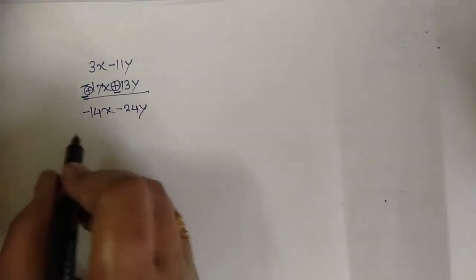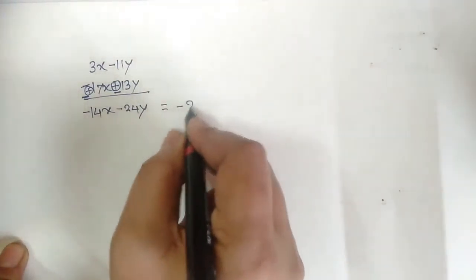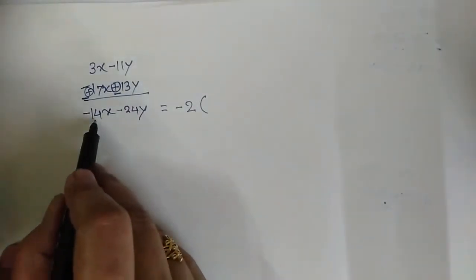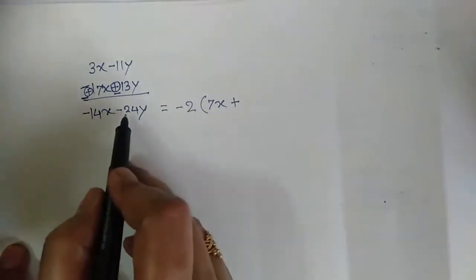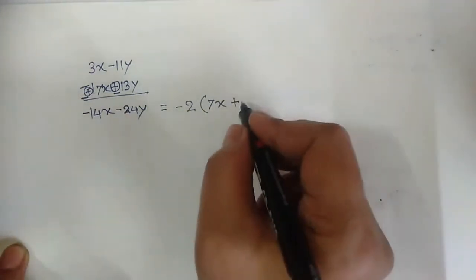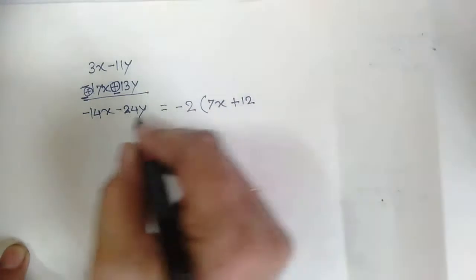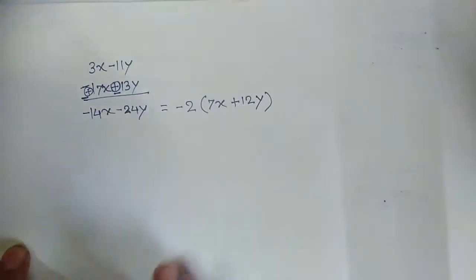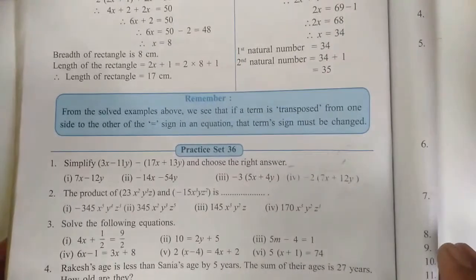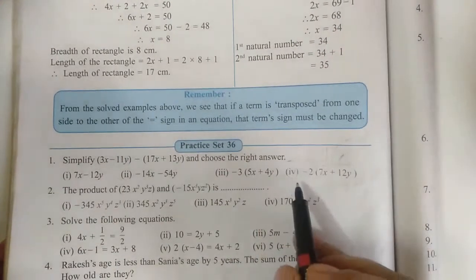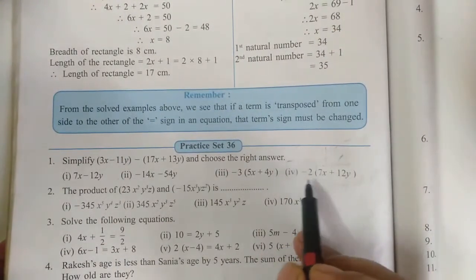Now see the options here. So this option is not given, so take the common. After taking minus 2 as common, what remains in the bracket? Positive 7x plus, from the 24 it is a 12, and y as it is. So check the options here. Yes, the fourth option is the correct answer.